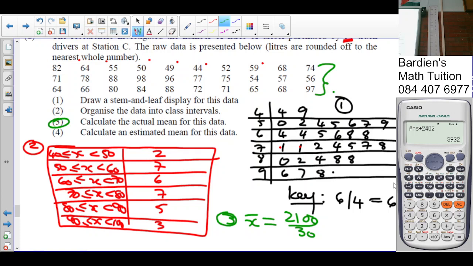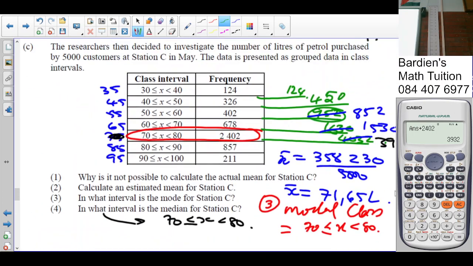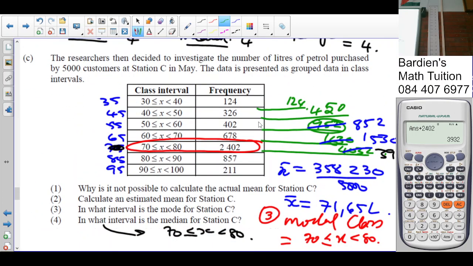So, okay, let me explain it. The actual mean is working out the mean from the raw scores, from these scores. That is the actual mean. Earlier on, we were only given the table, so from there you couldn't have worked out your actual mean. You can only work out your estimated mean. But when you have raw scores and you have the distribution table, you can work out actual and you can work out estimated. You understand?